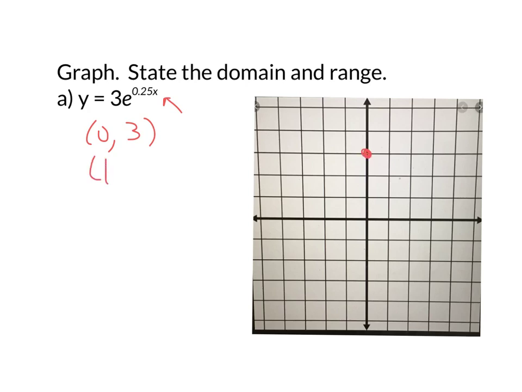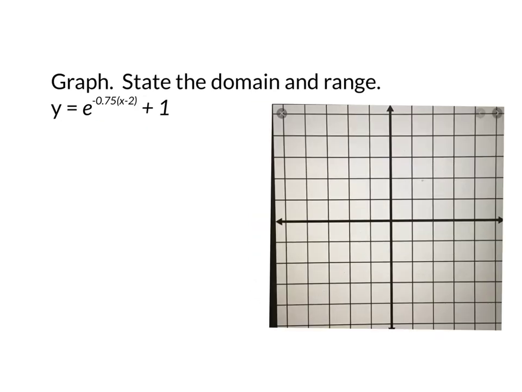Go ahead and plug 1 in. I'm going to punch it in my calculator. If you plug 1 in there, it'd be y equals 3 times e to the 0.25 power. And I got 3.85. So I punched in 1, I got 3.85, which is about right there. So if I connect my dots, the exponential growth function will look just like that. Remember, the x-axis is still an asymptote. Everything else is still true.